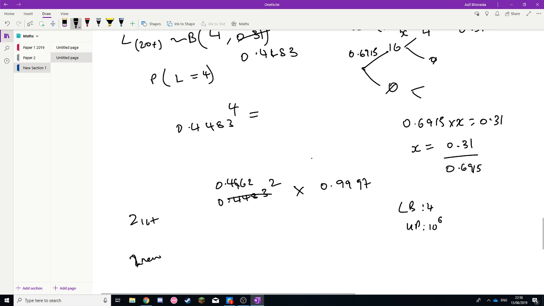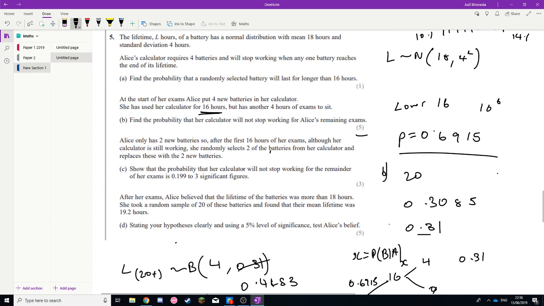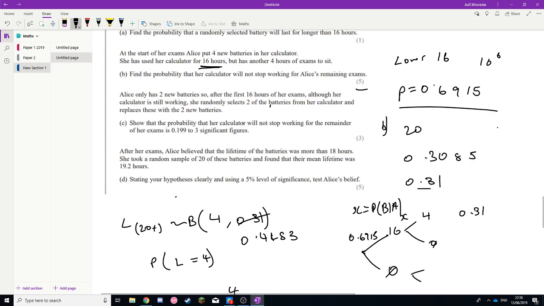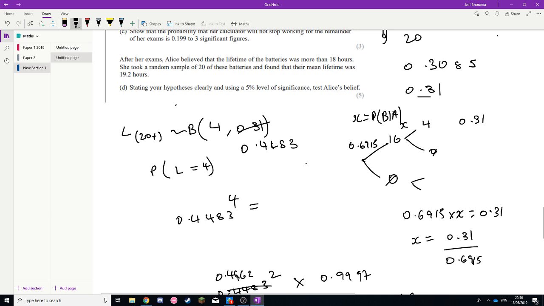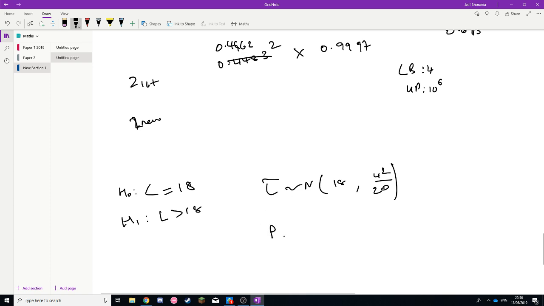We have the sample mean distributed normally with the mean being 18 as assumption. This is going to be 4 squared over 50, she took, I mean, 20 batteries. I don't know why I can't remember things like that. Mean lifetime was 19.2. State the hypothesis clearly using a 5% level of significance to test Alice's belief. 19.2. What's the probability of L being greater than 19.2?